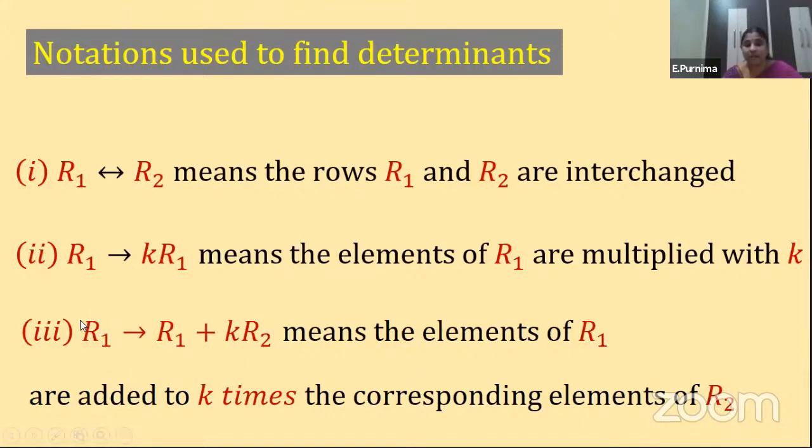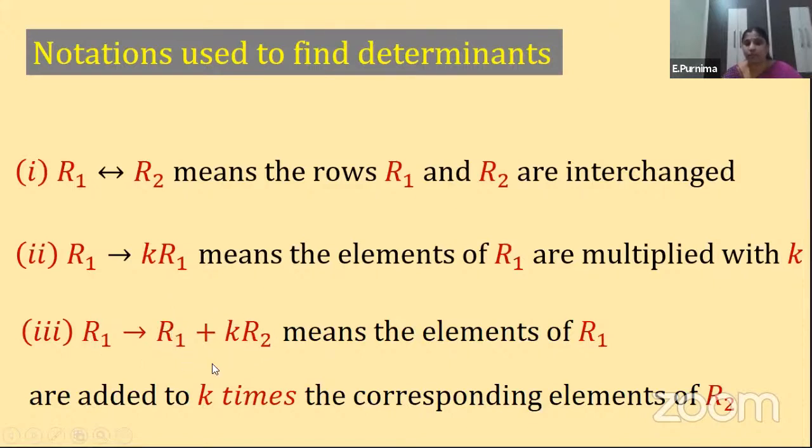Which means the change is occurring in R1, children. Whatever you write on the left side, the change is occurring there. So in R1 tends to, we are writing, which means the change is going to occur in the place of R1. Every element of R1 is going to change. How it is changing depends on the term that we give on the RHS.